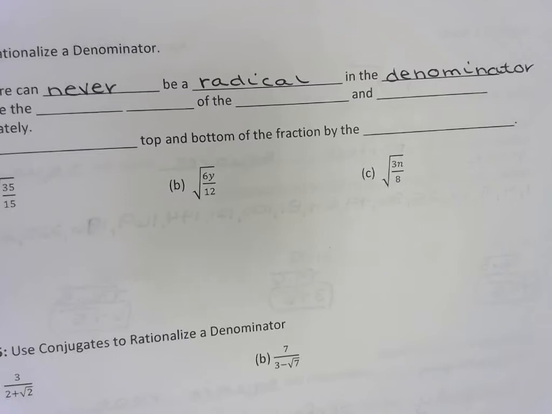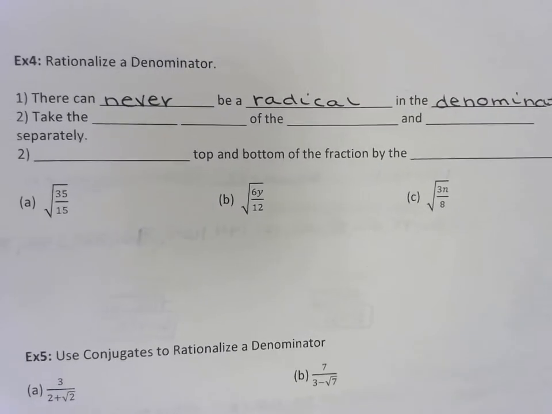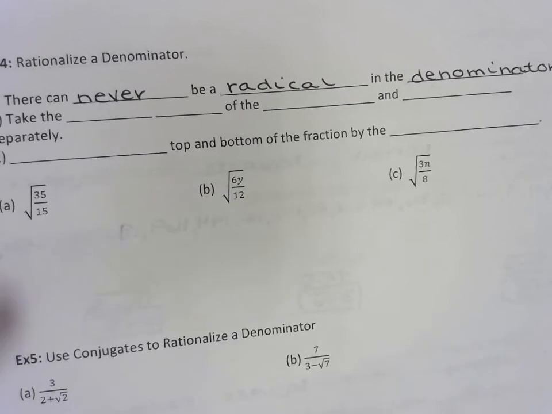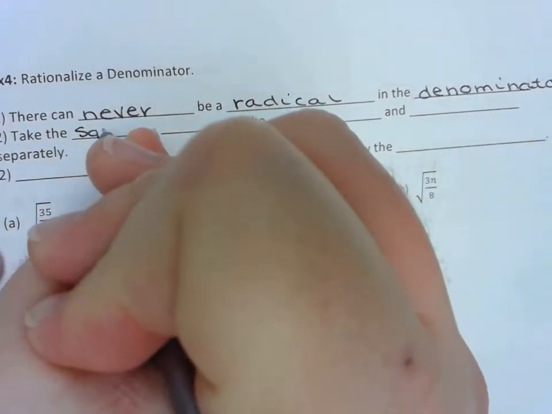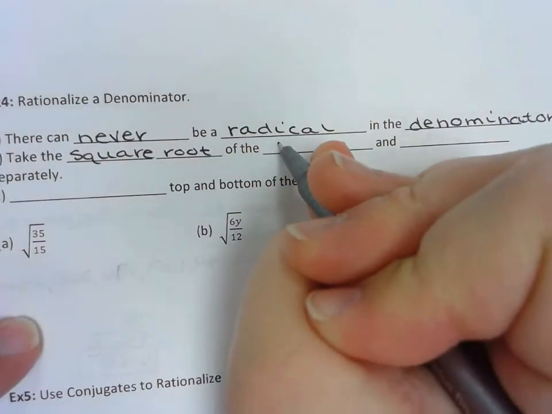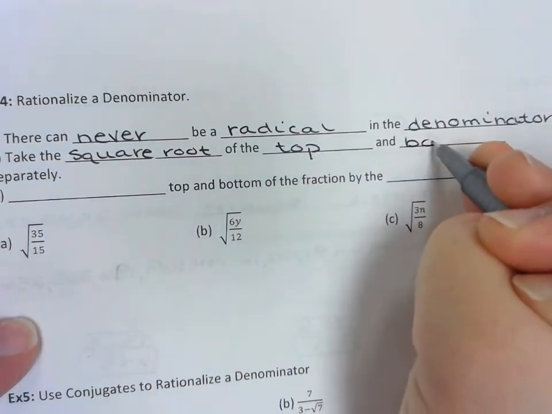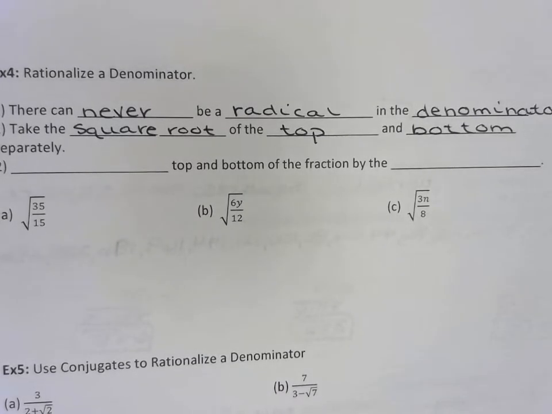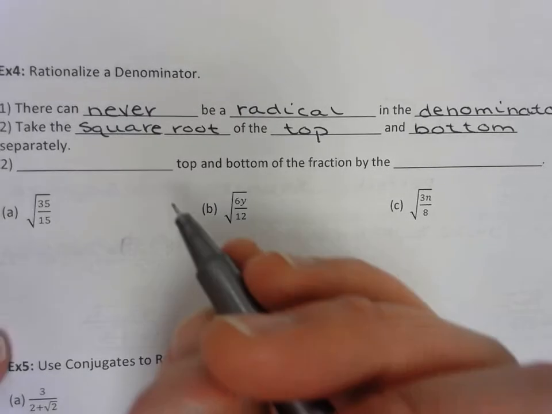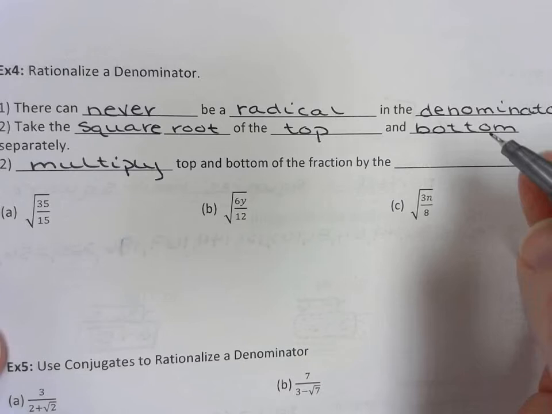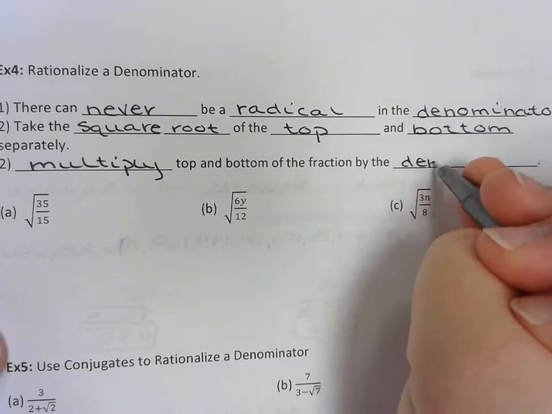Okay, so what you're looking at is there can never be a radical in the denominator. So as I look at it, we cannot have a square root in the denominator. So this is how we take care of that. We are going to take the square root of the top and bottom separately. So that's the first thing you do, you take the square root of the top and the bottom separately. And then you multiply the top and bottom of the fraction by the denominator.